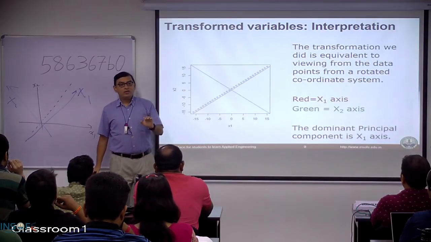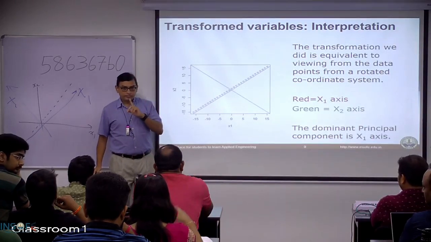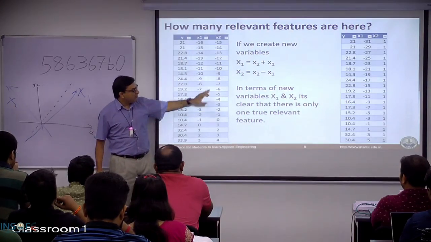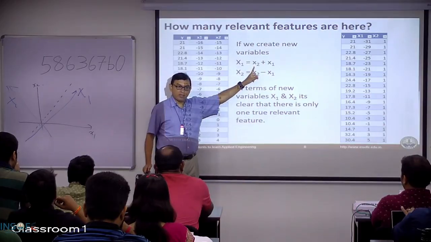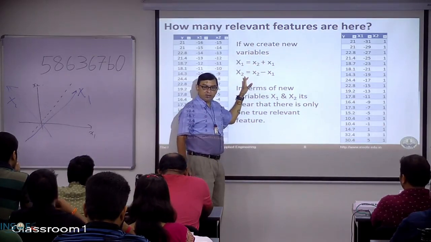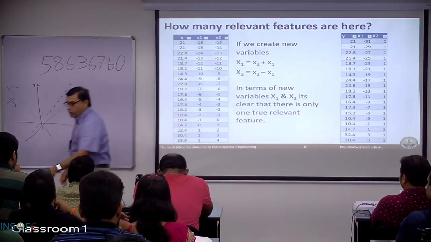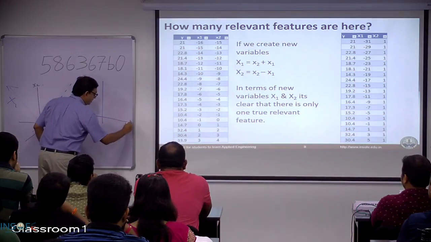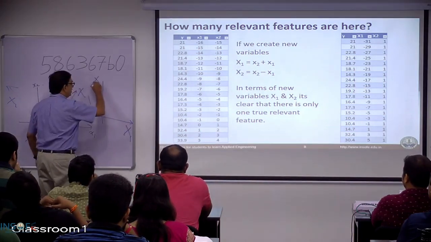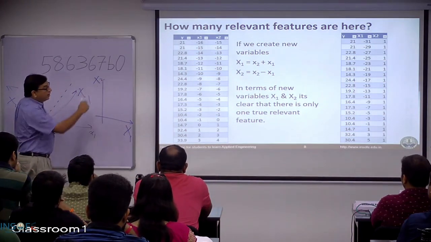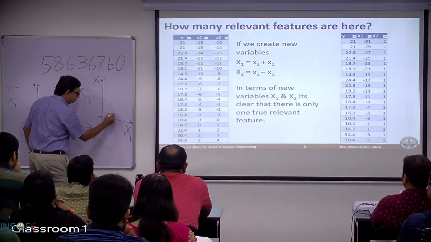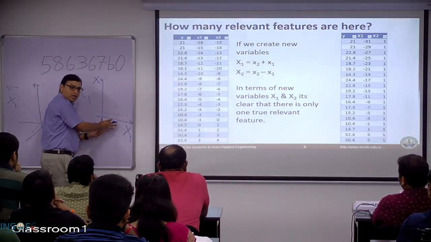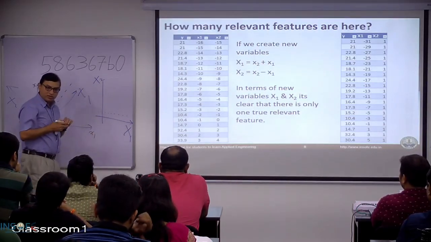So what we have done is a variable change, x1 and x2. In terms of these new variables, capital X1 and capital X2, I'm going to plot capital X1 and capital X2 here. What you find is that the value of X2 is 1, but the value of X1 can be anywhere on that. All the variation is along X1, X2 is constant.